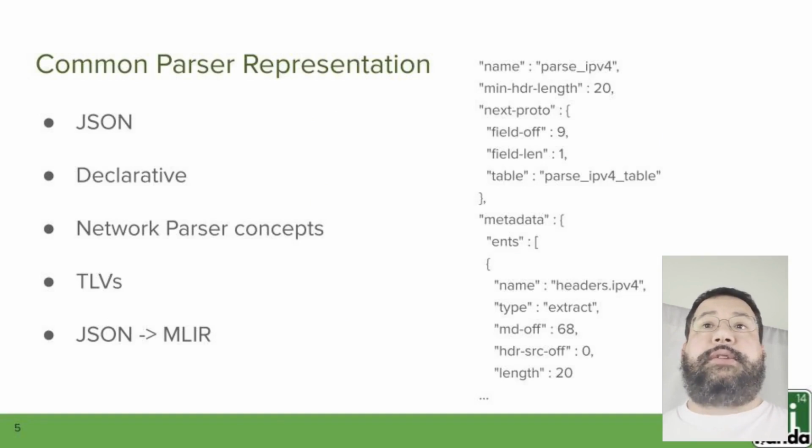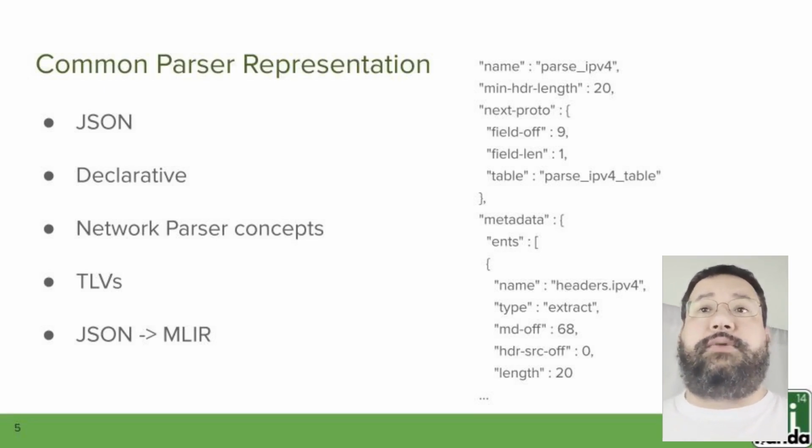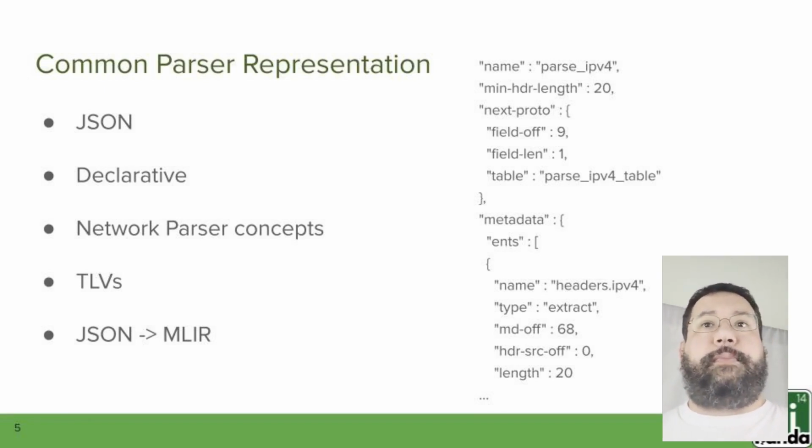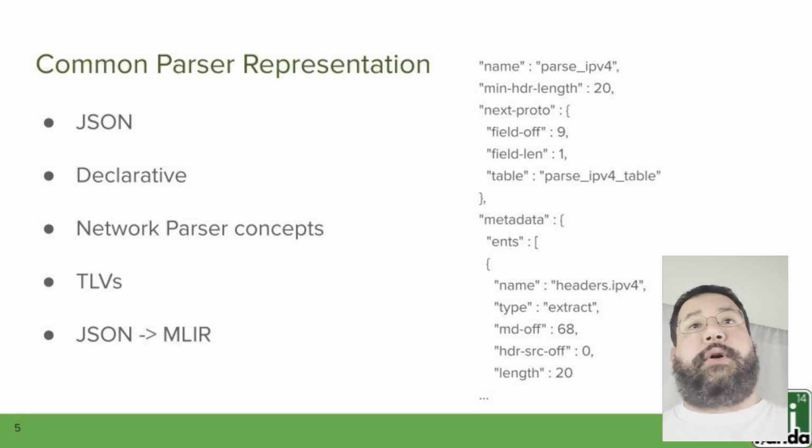The common parser representation has been developed on top of JSON, the reasons being toolability and its declarative format. The language's declarative nature has the goal of facilitating its conversion for domain-specific hardware, which may not have the same abilities as general-purpose CPUs do, which leads to its definition being based on network parser concepts and a graph structure, which easily allows finding encapsulation points with back edges on the graph. And the common parser representation has native support for tag length values and other types of variable length fields. It's especially important as IPv6 and its extension headers become more ubiquitous and its complexity can't be underestimated.